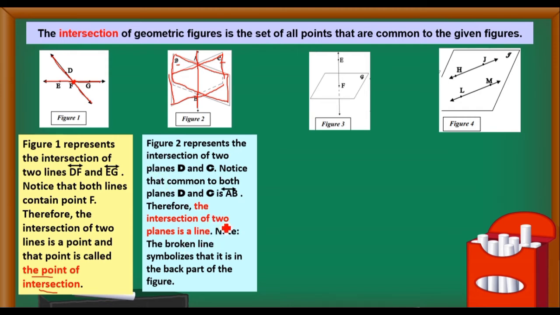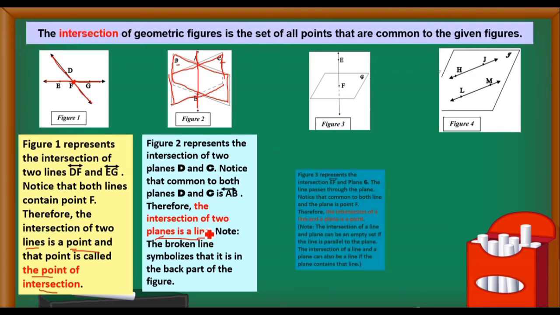Therefore, the intersection of two planes is a line. Kung kanina, ang intersection ng two line ay point, ngayon naman po, ang intersection ng dalawang plane is a line. So, the broken line symbolizes that it is in the back part of the figure. So, tandaan na, kung ang dalawang line nag-intersect, meron siyang point of intersection. Kapag naman po dalawang plane ang nag-intersect, that is the intersection of two planes is a line.